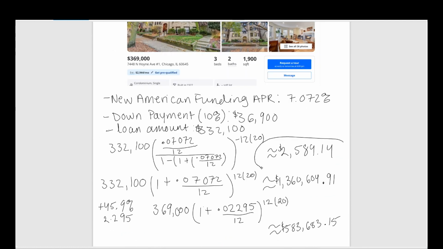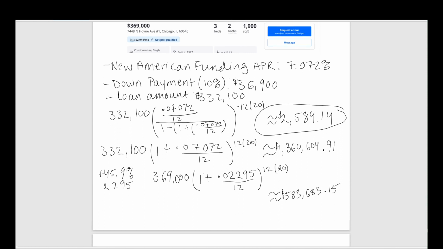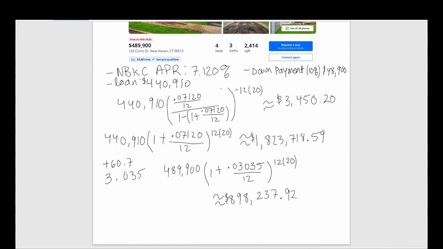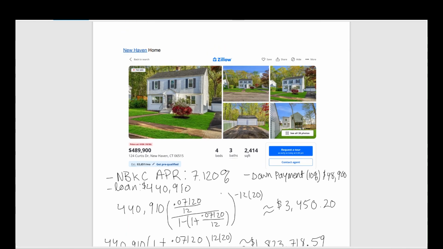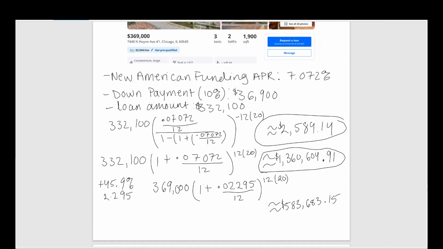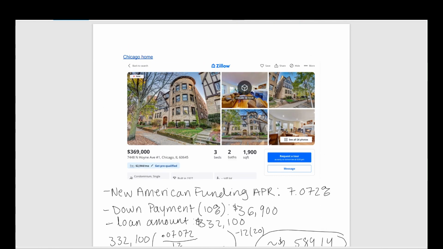Not only are the monthly payments more affordable, but I'll also be paying less over 20 years. Now, the house will be worth less than the New Haven house. So if in 20 years I wanted to sell the New Haven house, I would be making more money. But because the monthly payments are smaller and I'll be paying less over 20 years, I think it makes more sense to go with this home.